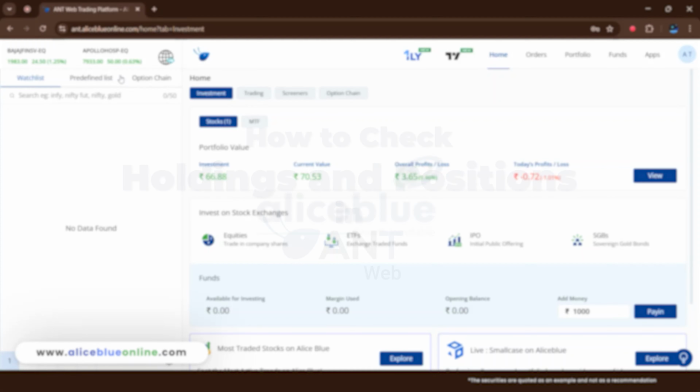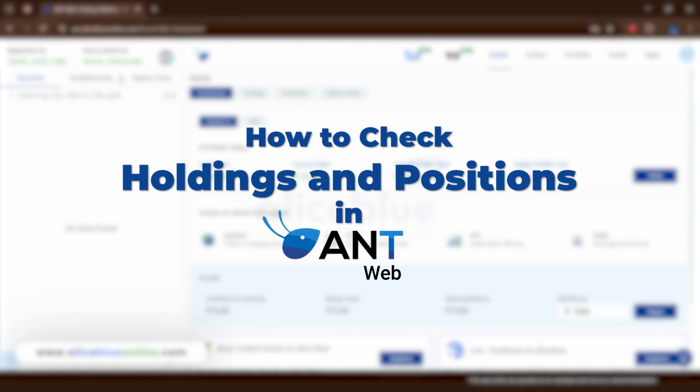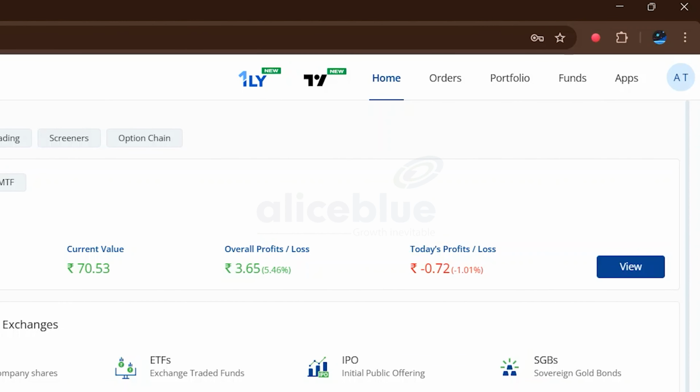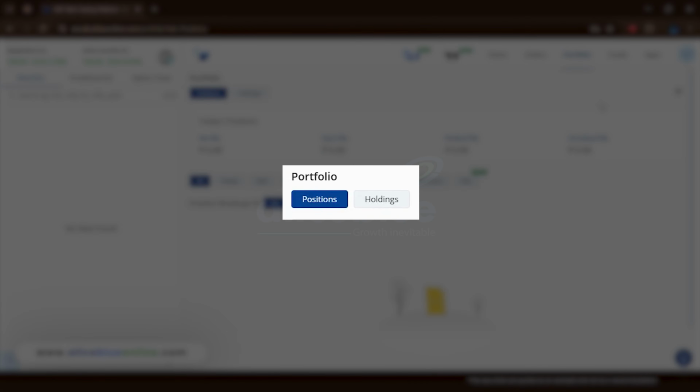In this video, we'll learn how to check the holdings and positions via the Ant web trading platform. First, open your preferred browser and navigate to the Ant web application. Click on the portfolio section in the top right corner. Here, you can find the positions and holdings linked to your Demat account.